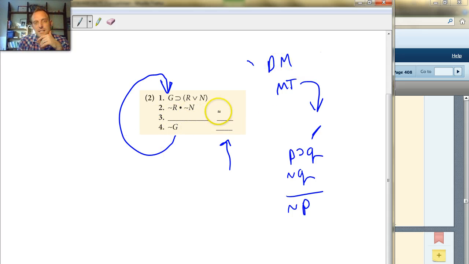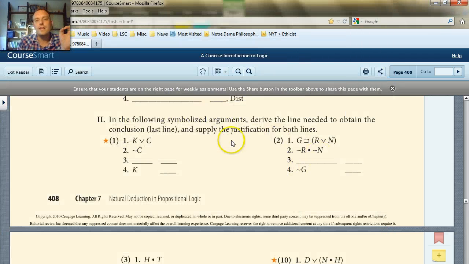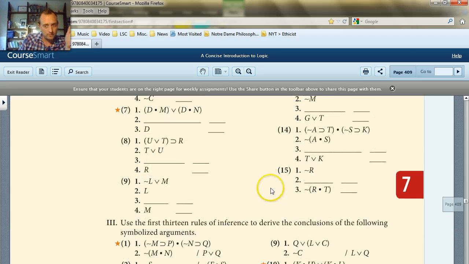So it looks like this, line 2. It looks like line 2 needs the DeMorgan's. And the resulting line would be not R or N, which is this thing right here. So this is my P and this is my Q, which means if I don't have this, I must not have this, which means I'd have not G. And so that'd be lines 3 and 1, modus tollens. Notice that in the homework section here, they're using all of the rules up until now. So we're slowly accumulating all of our rules here.